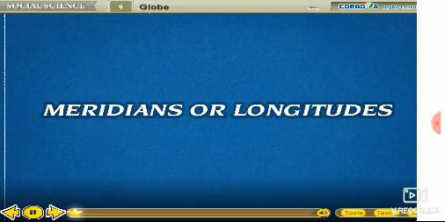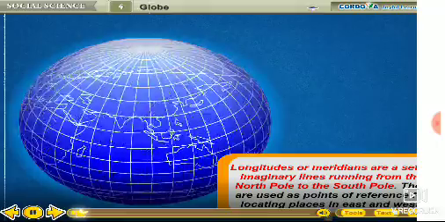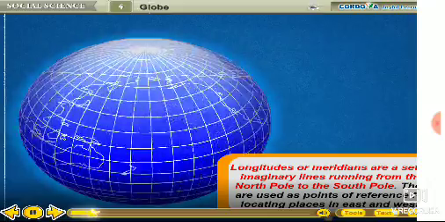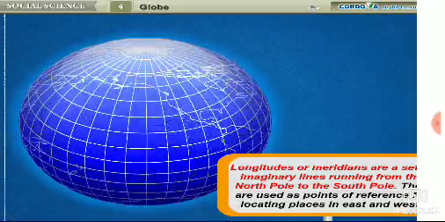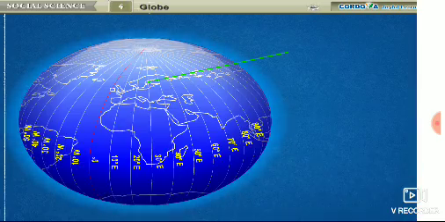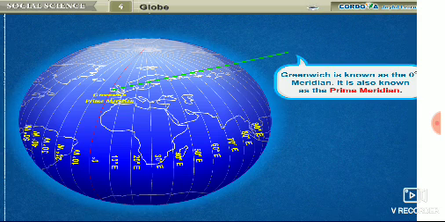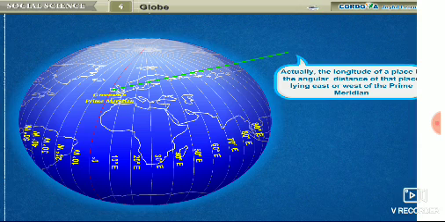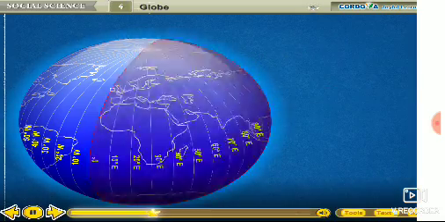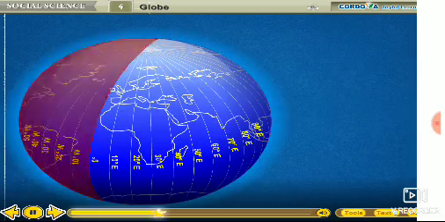Meridians or longitudes. Longitudes or meridians are a set of imaginary lines running from the North Pole to the South Pole. They are used as points of reference for locating places in East and West. The meridian passing through Greenwich, that is a place few kilometers east of London in the UK, is known as the 0 degree meridian. It is also known as the prime meridian. Actually, the longitude of a place is the angular distance of that place lying east or west of the prime meridian. The prime meridian divides the globe into eastern and western hemispheres.